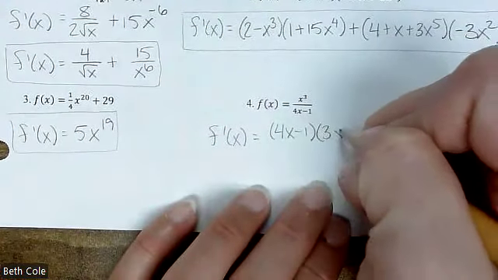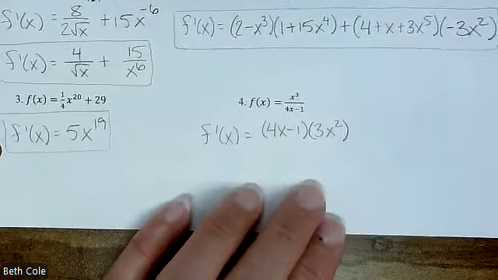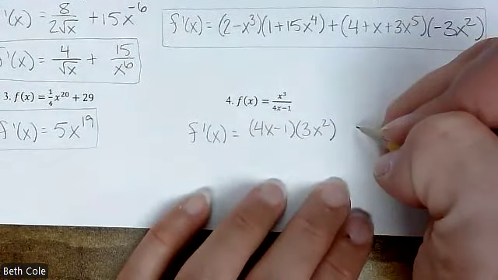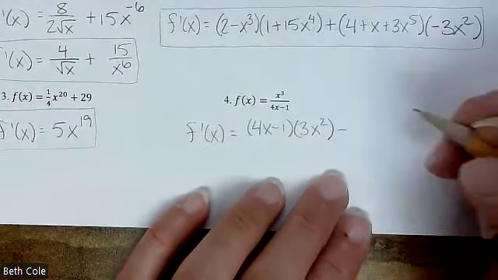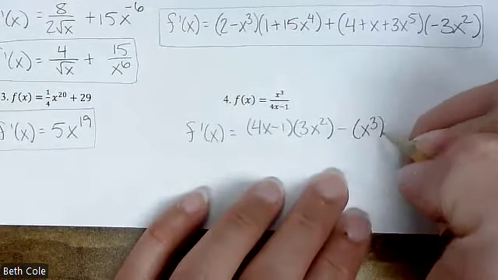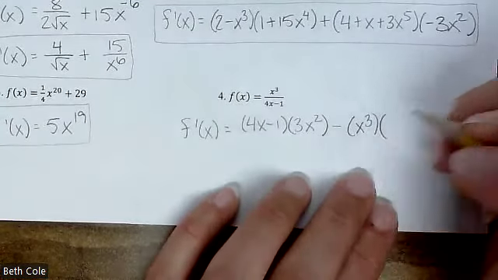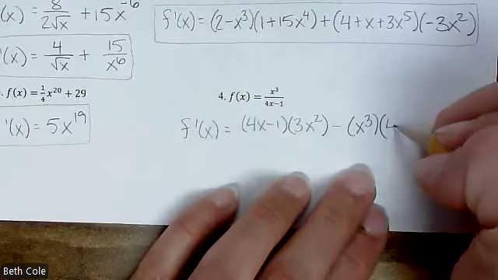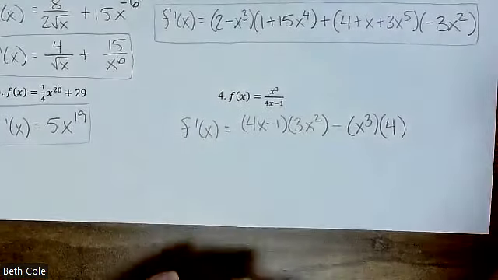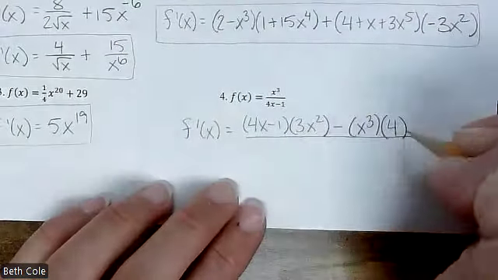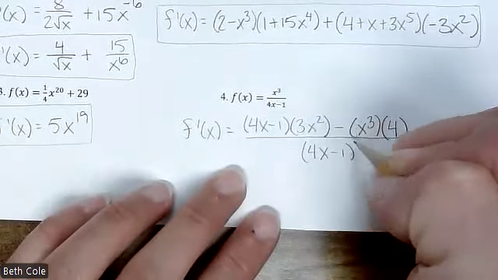Denominator, derivative of the numerator, which is 3x squared. And then what? That one's subtraction. Minus x to the 3rd. Numerator, derivative of the denominator is 4. And then over the denominator squared.